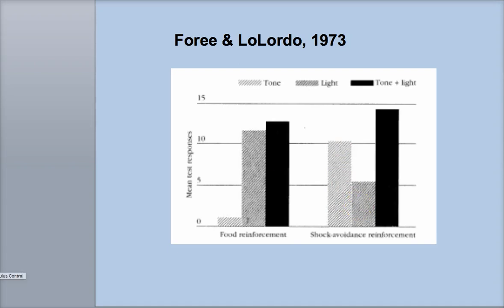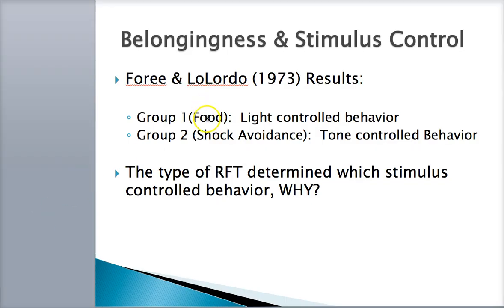So the question is, what's happening? Group 1, the food group, in the foraging scenario, the light controls their treadle pressing behavior. Group 2, the shock avoidance group, the tone controls their behavior better. And the type of reinforcer determines which part of the compound stimulus controls behavior. The question is, why?